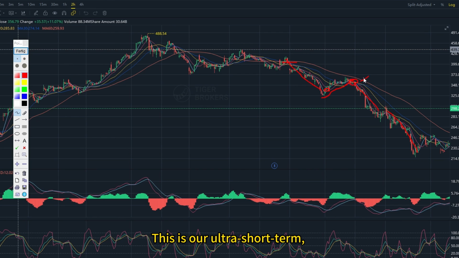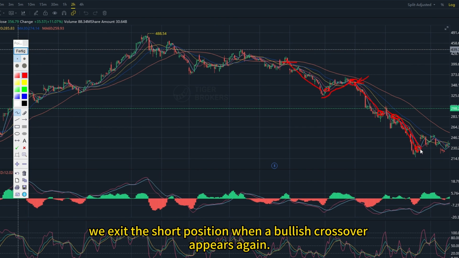This is our ultra short-term, high probability trading setup. We enter a short position here, then we exit the position at this point. After that, we re-enter another short position here. Hold it until the low. When a bullish crossover appears here, we exit the short position, and we exit again when a bullish crossover appears.